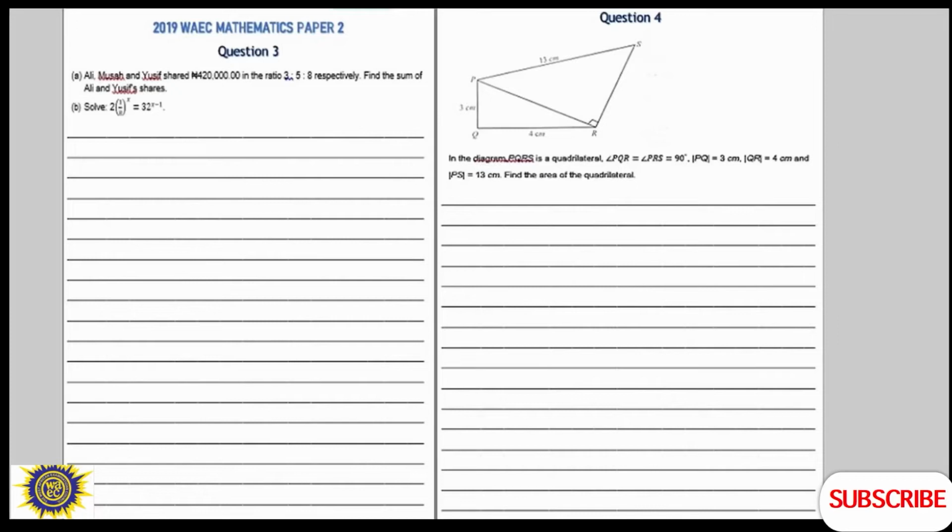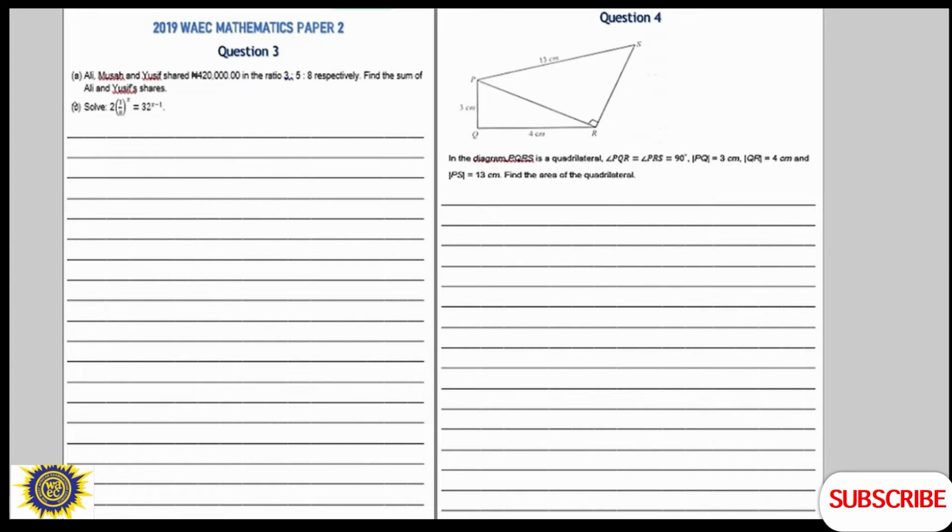We are going to be considering question number 2, 2019 WAEC Mathematics Paper 2. Here before us we have: Ali, Musa, and Yusuf share 420,000 naira in the ratio 3, 5, 8 respectively. Find the sum of Ali and Yusuf's share. Now, we are given what?